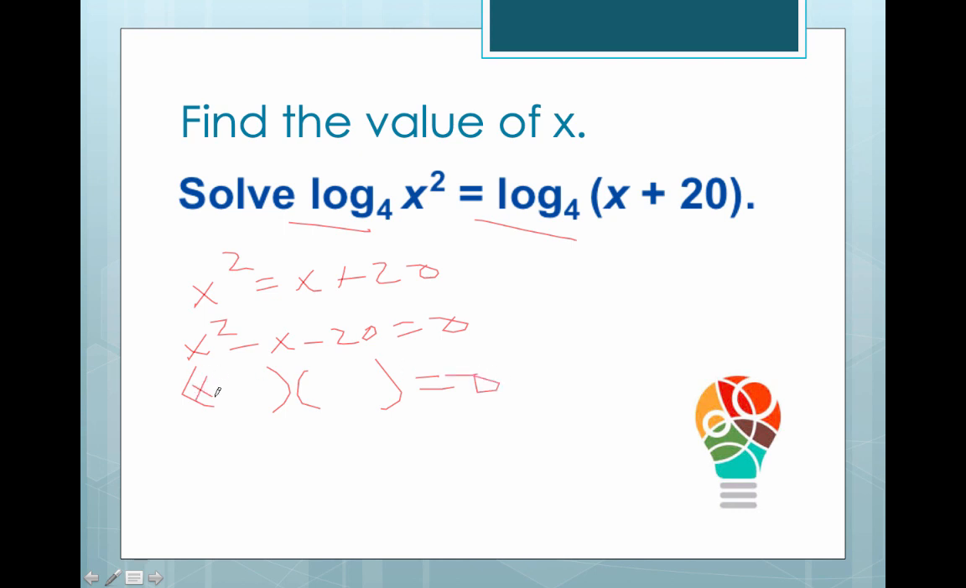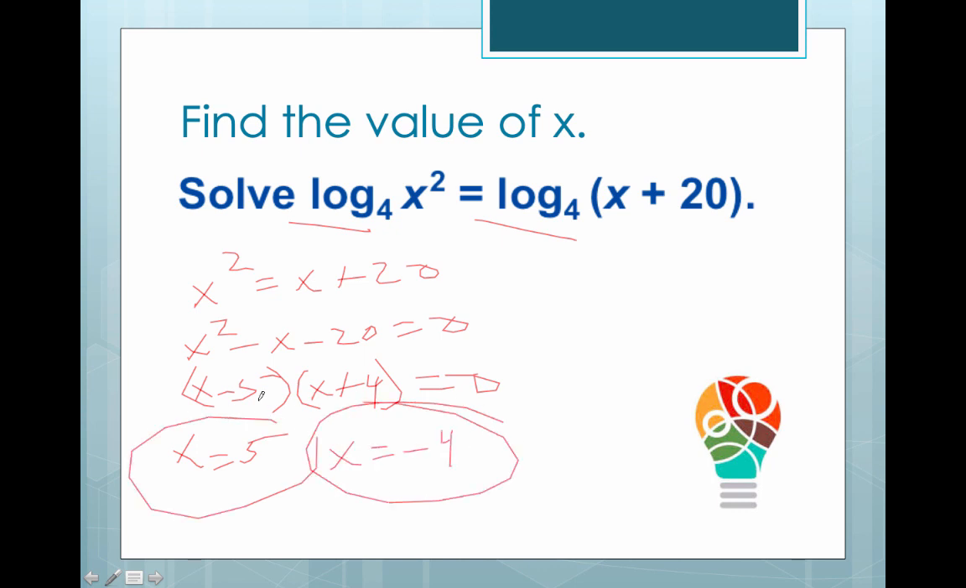And now I get minus 5 and plus 4, and x is positive 5, x is negative 4. And you check these out. 5 squared is 25, 5 plus 20 is 25. Negative 4 squared is positive 16, negative 4 plus 20 is positive 16. We have two solutions. Everything's fine.